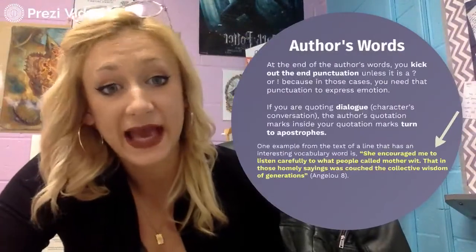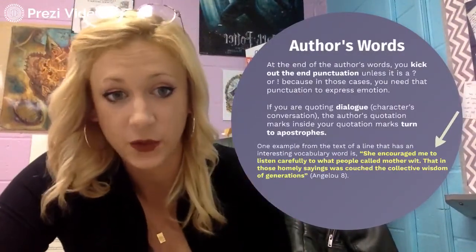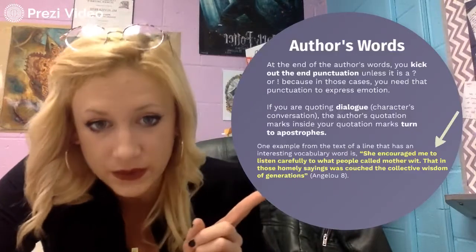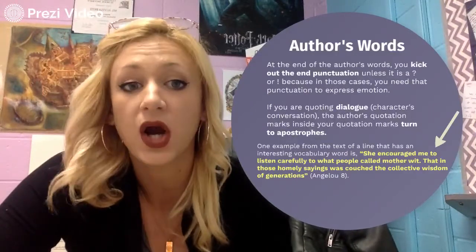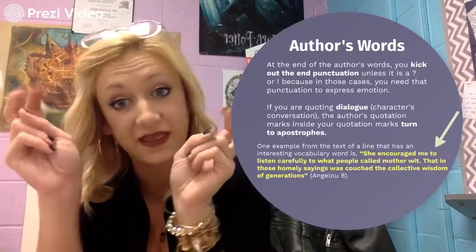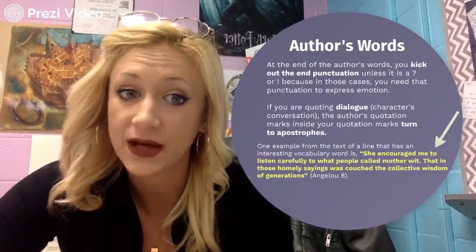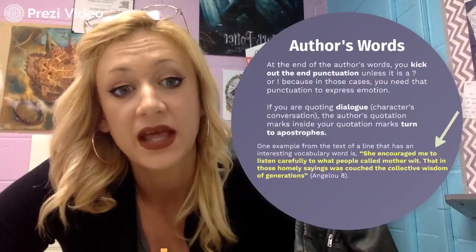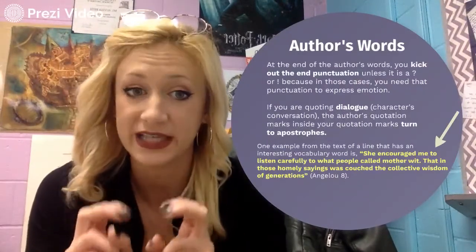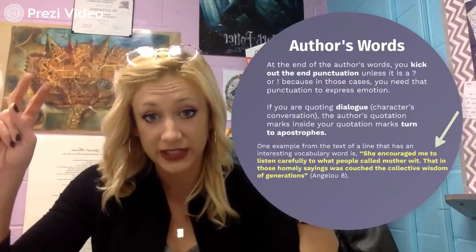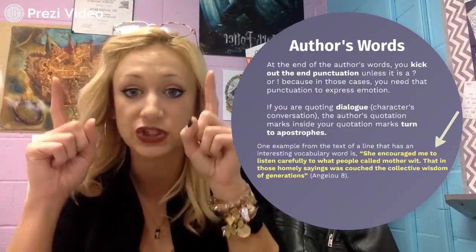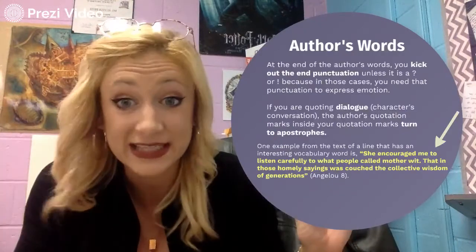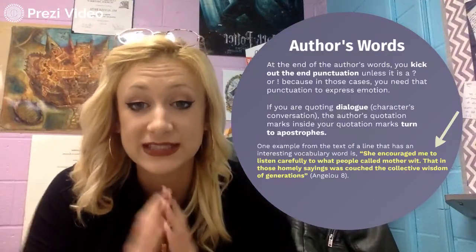At the end of the author's words, whenever you're putting it into your quote, you're going to kick out punctuation. If there's a period at the very end of your quote, we kick it out. We always put our author's words in quotation marks. This shows that this is coming from someone else. Something else important to note: if you are quoting dialogue, the character's conversation, the author's quotation marks used for the dialogue, inside your quotation marks, turn to apostrophes, because we cannot have quotation marks inside quotation marks. There are just too many, and it's hard for the reader to see what's going on.